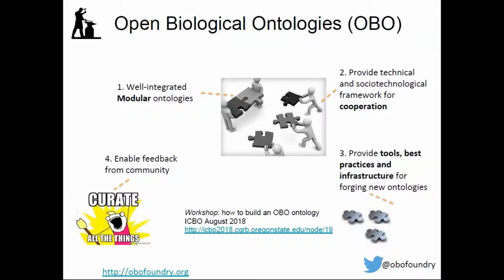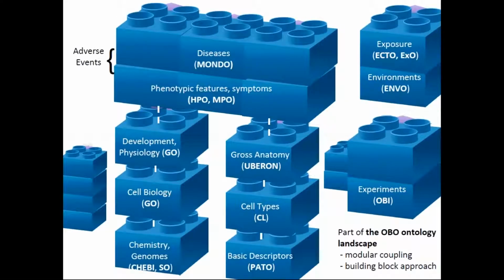We encourage the use of software engineering tools like GitHub. So if you want to request a term from an ontology, you don't have to try and figure out how to email the right person. You can just make the request on the tracker. And so it's all nicely public and transparent and well traced.